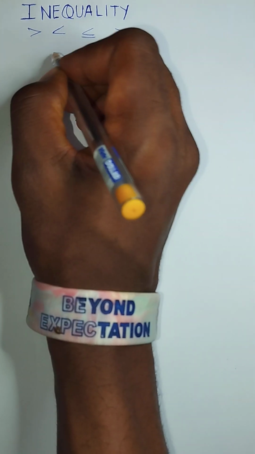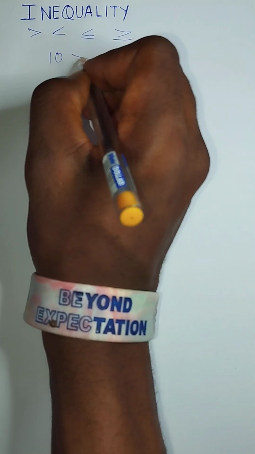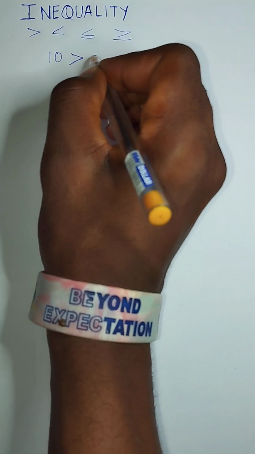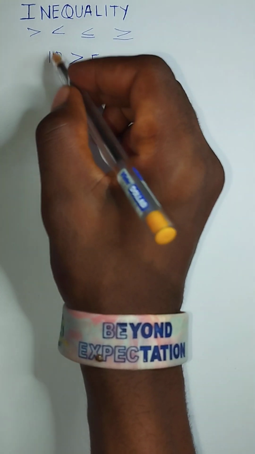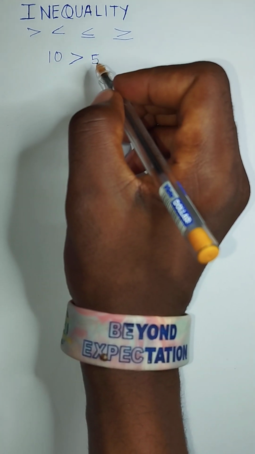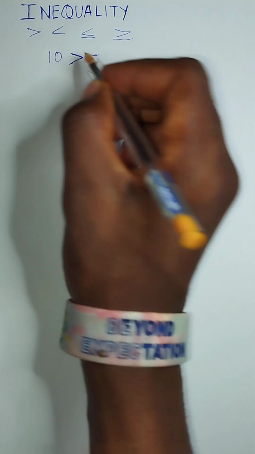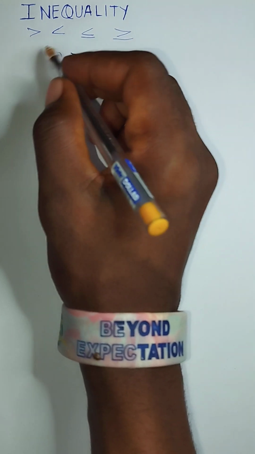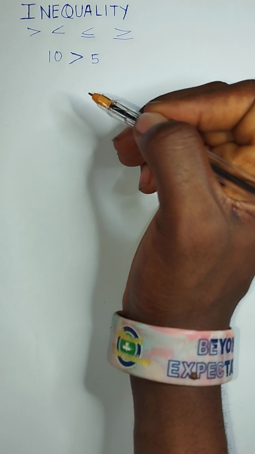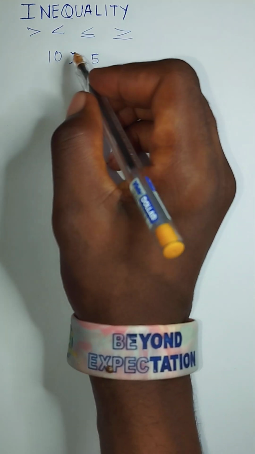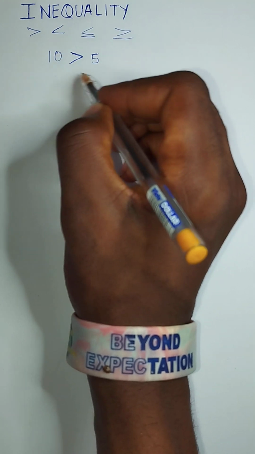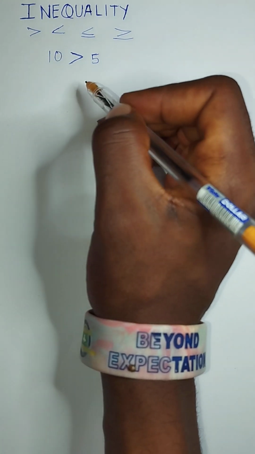Let's take, for example, if you have 10, greater than, and you have 5. Let's assume you don't know what 10 is, you don't know what 5 is. But saying this, you can tell that what you have on the left hand side is bigger than what you have on the right hand side. So can you see that inequality is that rule that shows relationship between numbers that are not equal?